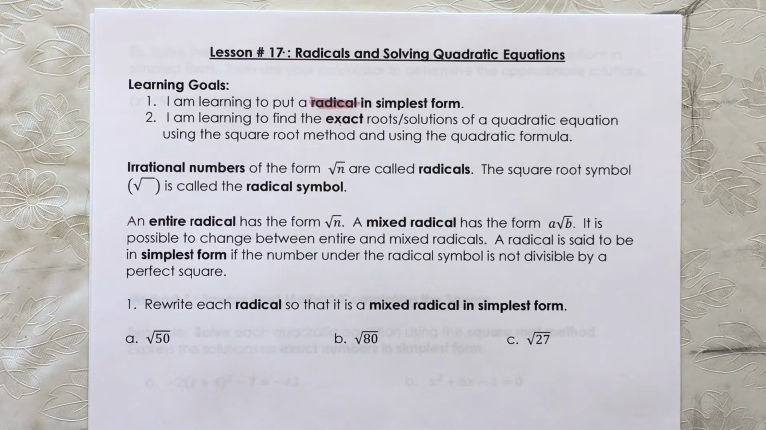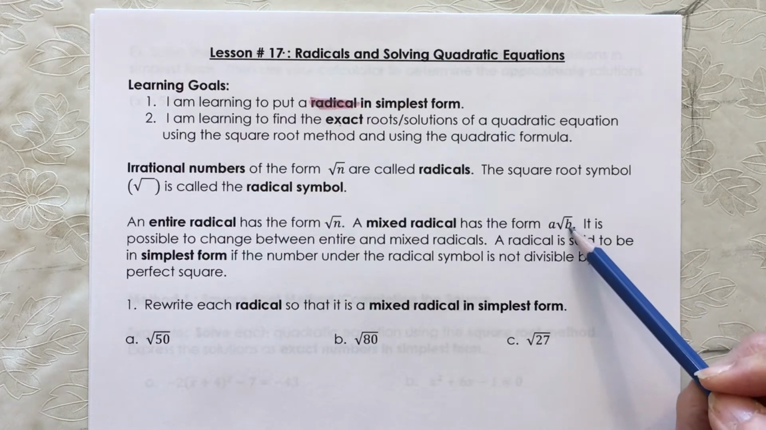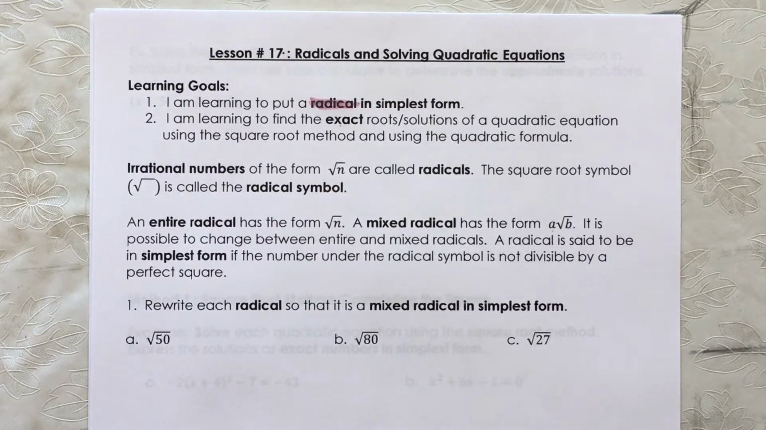Irrational numbers of the form square root of n are called radicals. The square root symbol, which you know, is actually called the radical symbol. An entire radical has the form the square root of n, square root of some number, whereas a mixed radical has the form a square root of b. So part of the number is under the radical and part is out front. I kind of think of entire and mixed radicals as like mixed and improper fractions, but radicals instead. That's an analogy, I guess.